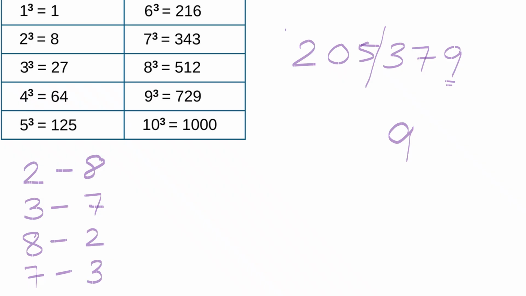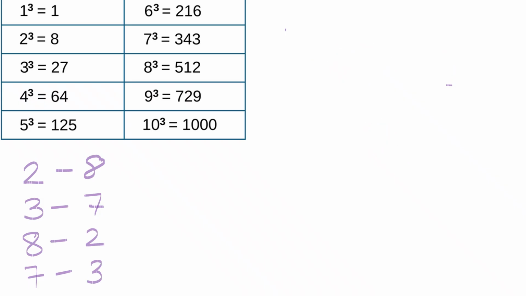So I will take the smaller number. My smaller cube root is 5. So here I will write 5. So my final answer is 59. So the cube root of 205379 is 59. Let's take one more example.